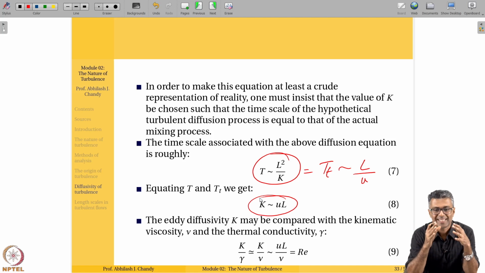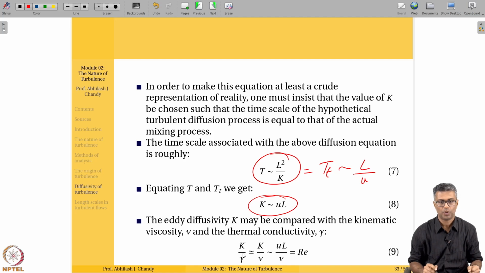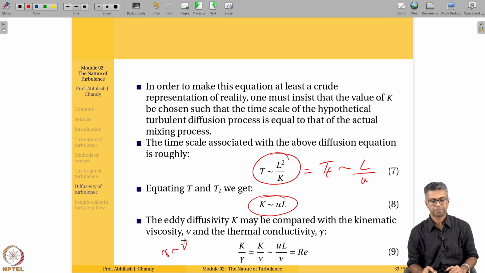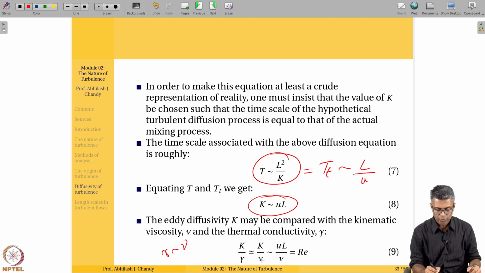So now let's compare this to the kinematic viscosity, the momentum diffusivity or the thermal diffusivity. So let's say I take K over gamma, which for gases is the same as K over nu, isn't it? Because these two, gamma is of the same order as nu, isn't it? For gases. And we are considering gases here, air. So K over nu, so since K is UL, it becomes UL/ν. So K over gamma or K over nu becomes equal to Reynolds number.